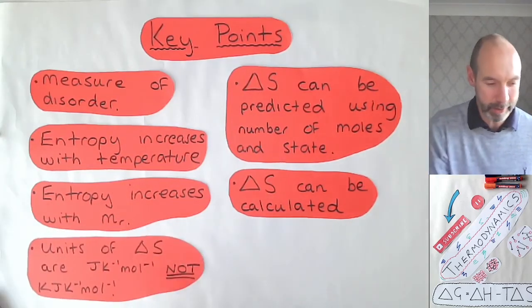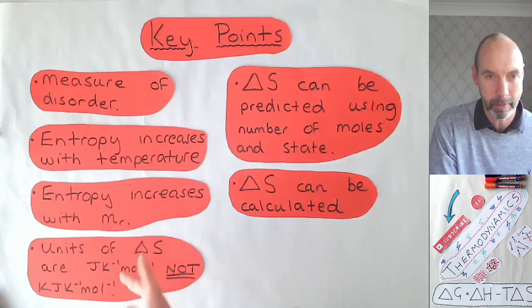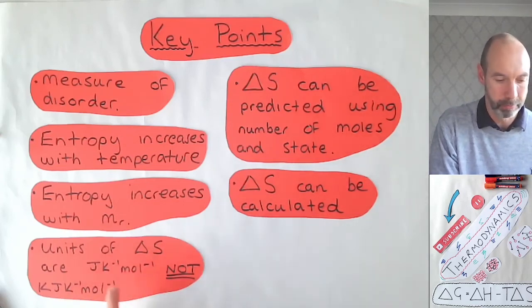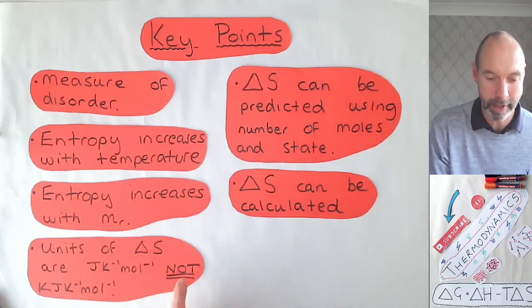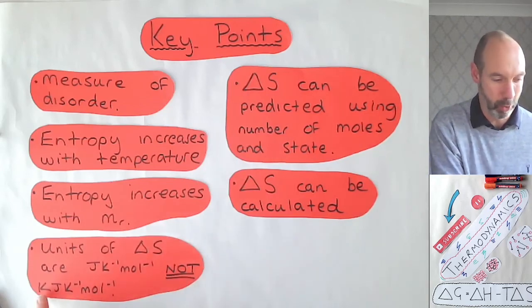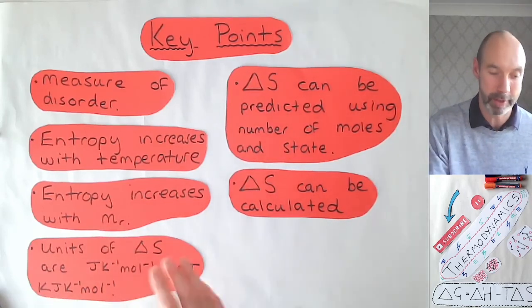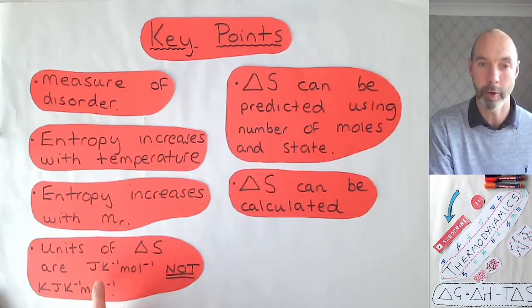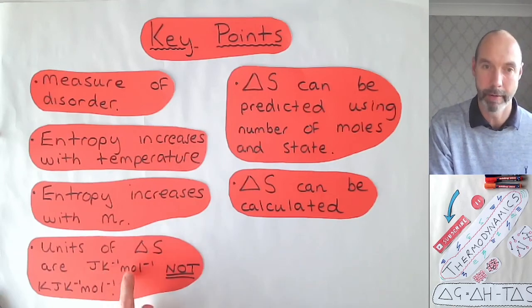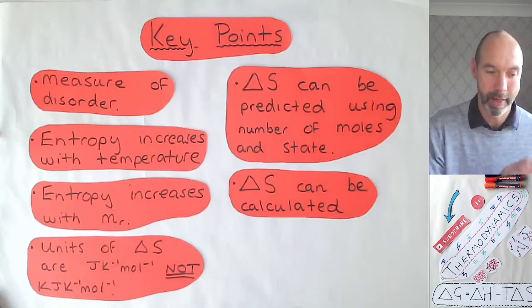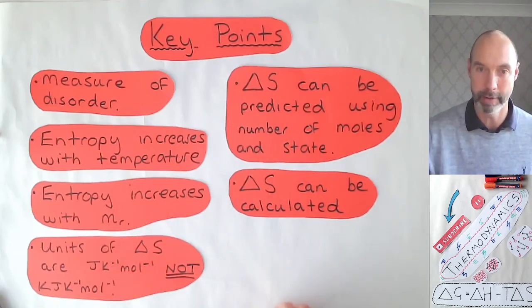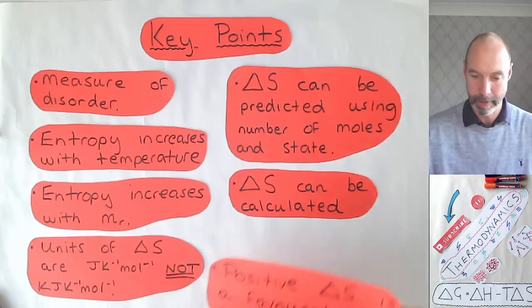Units of delta S are joules per Kelvin per mole or joules per mole per Kelvin, same thing. It is not going to be kilojoules per Kelvin per mole. Okay, we could measure it in kilojoules per Kelvin per mole, but be careful because 9 times out of 10 in your questions it's going to be joules per Kelvin per mole, not kilojoules. That'll be important later on when we start to do further calculations.